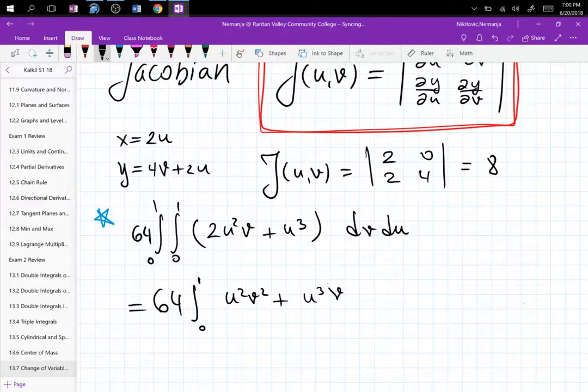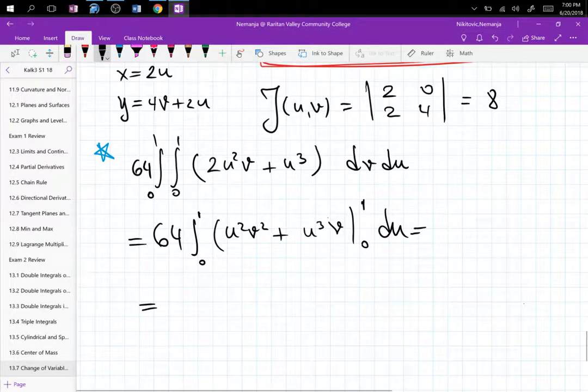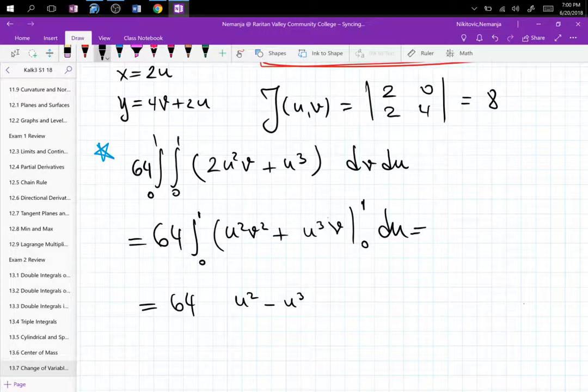And those v's need to integrate from 0 to 1. And we still have du to worry about later. So now 64, and plugging into v, we get u squared minus u cubed. And 0 is going to kill everything.